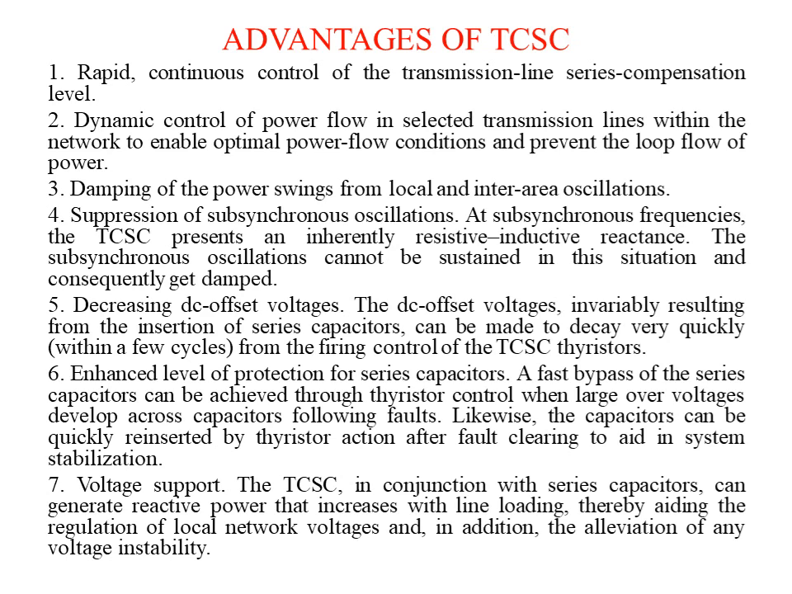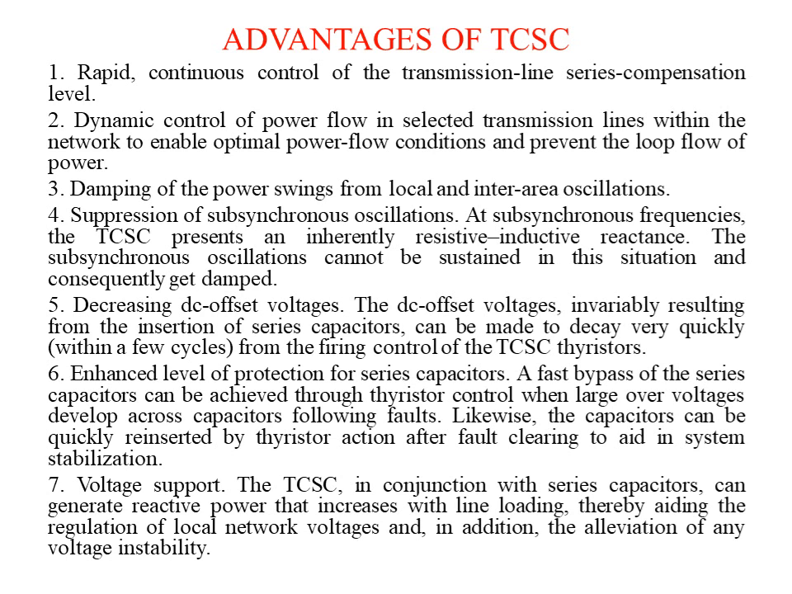Decreasing DC offset voltages. We know that in case of FC mode, the series reactance will be high. That means the voltage of the capacitor will be high. So we need to control this capacitor voltage by the DC offset voltage. So we have control over the DC offset voltage, and thus we have control over the reactance of the series capacitor. The DC offset voltage invariably resulting from insertion of a series capacitor can be made to decay very quickly, within a few cycles, from firing control of the TCSC thyristor. That means this DC offset voltage will be controlled by controlling the firing of thyristors. If we plot the waveform for a fixed capacitor, we'll have a sudden shoot in the capacitor voltage, but by controlling the thyristors, we can decrease this shooting, and the voltage across the capacitor will decrease in a decaying manner.